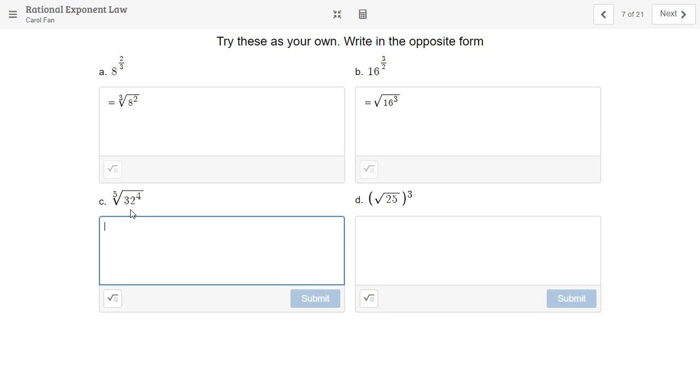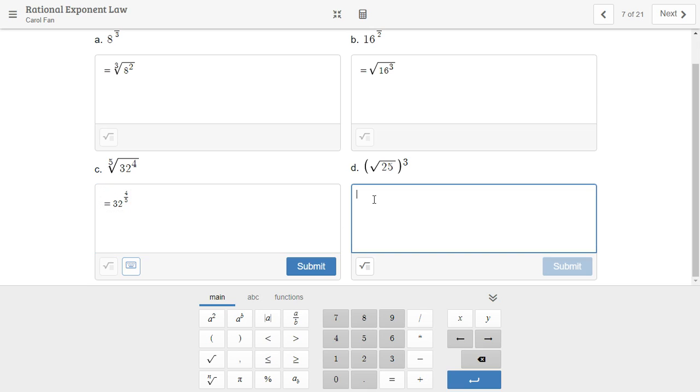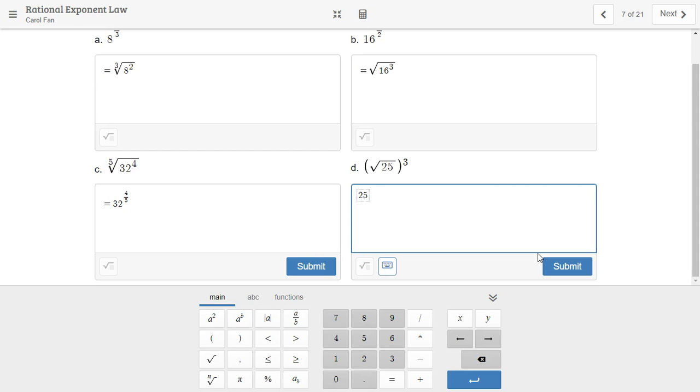Now, writing it the other way around, when I have the fifth root of 32 to the power of 4, we could say this is equivalent to 32 to the power of 4 over 5. And in this question, square root of 25 to the power of 3, as a power form, the square root has the 2 in the index, so we would have 25 to the power of 3 over 2.